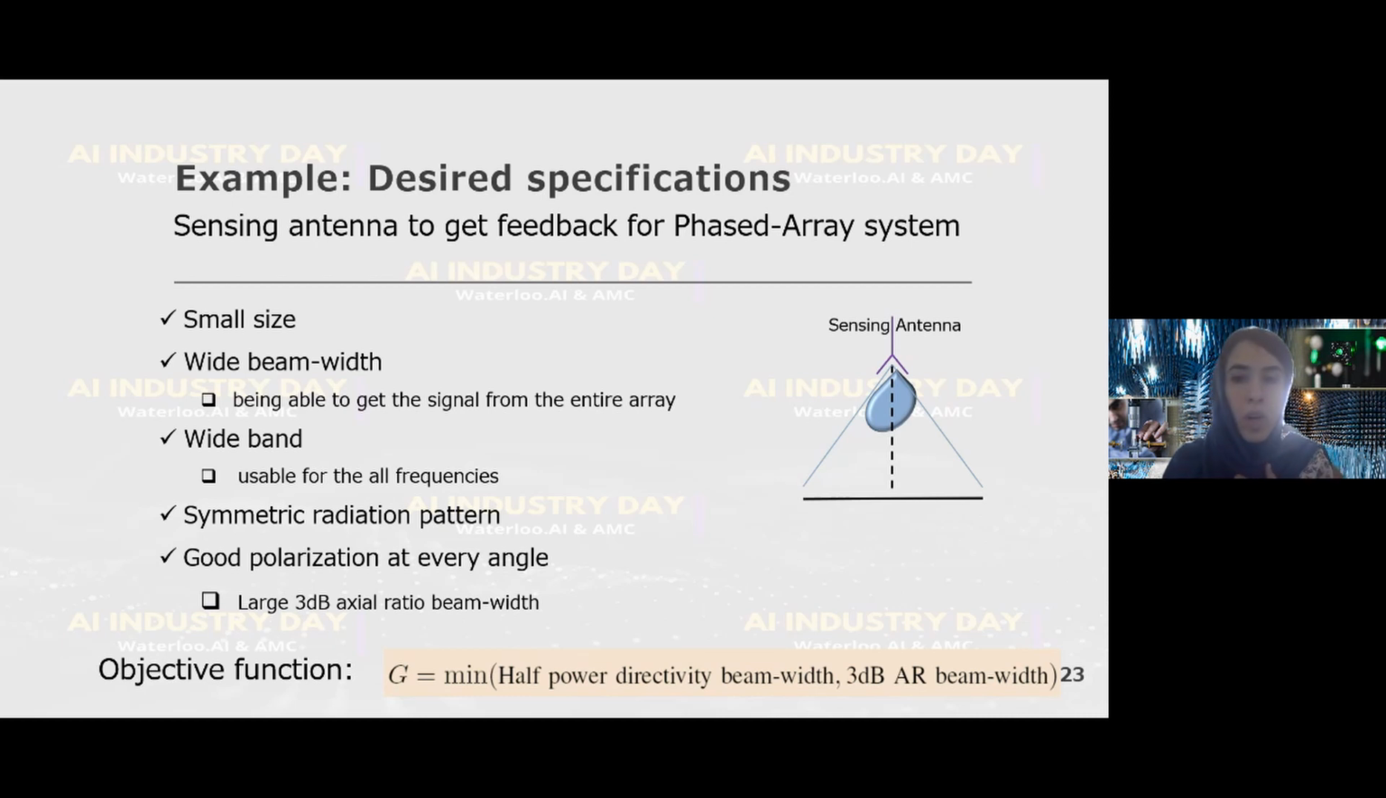It should cover the whole frequency range, so it should be wideband. We have a circular polarization, so it should have good polarization, a large 3 dB axial ratio beamwidth. So these are many specifications that should be satisfied at the same time for the antenna. The solution is to do a very extensive shape optimization for this antenna. Would you please go to the next slide?